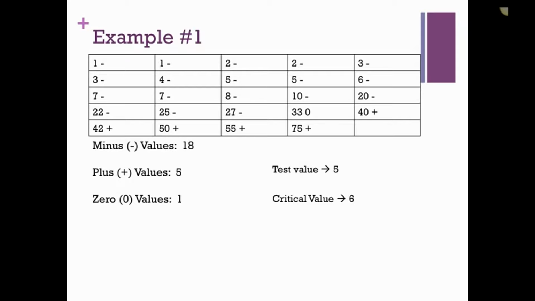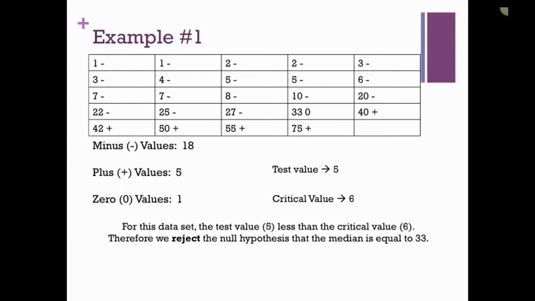Based on this information, we determined that our test value for this problem is 5. And based on Table J in the appendix of the textbook, we decide that the critical value for this sample of data will be 6. So when we compare these numbers, we see that for this data set, our test value is less than our critical value. Therefore, we're going to reject our null hypothesis and say that at this significance level, our median is not going to be equal to 33.